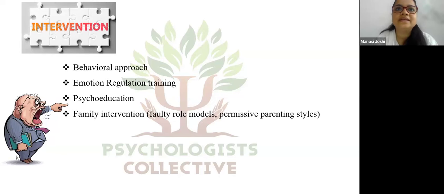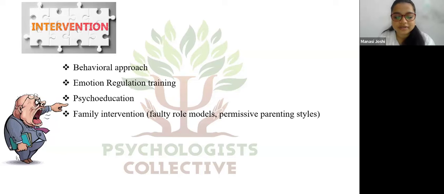So often parents complain that they are not on the same page when it comes to Indian family settings. The decision maker is somebody else. The decision maker is usually a grandfather or a grandmother. So involving all of them in a family intervention program, in family therapy, is extremely important.